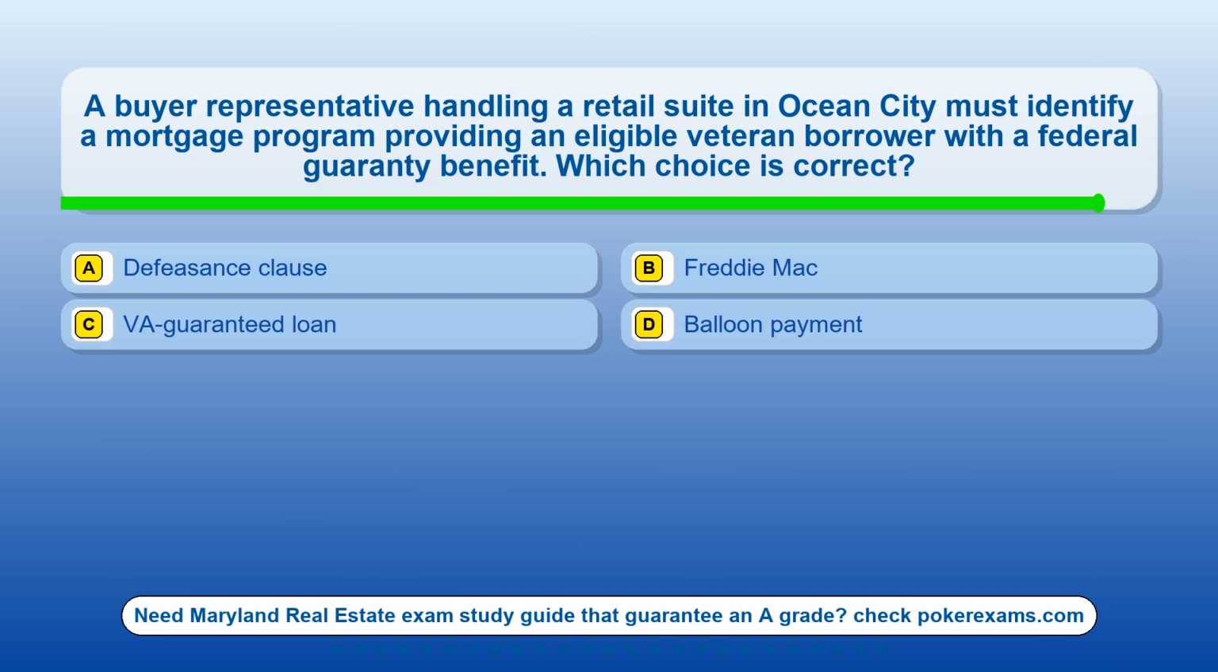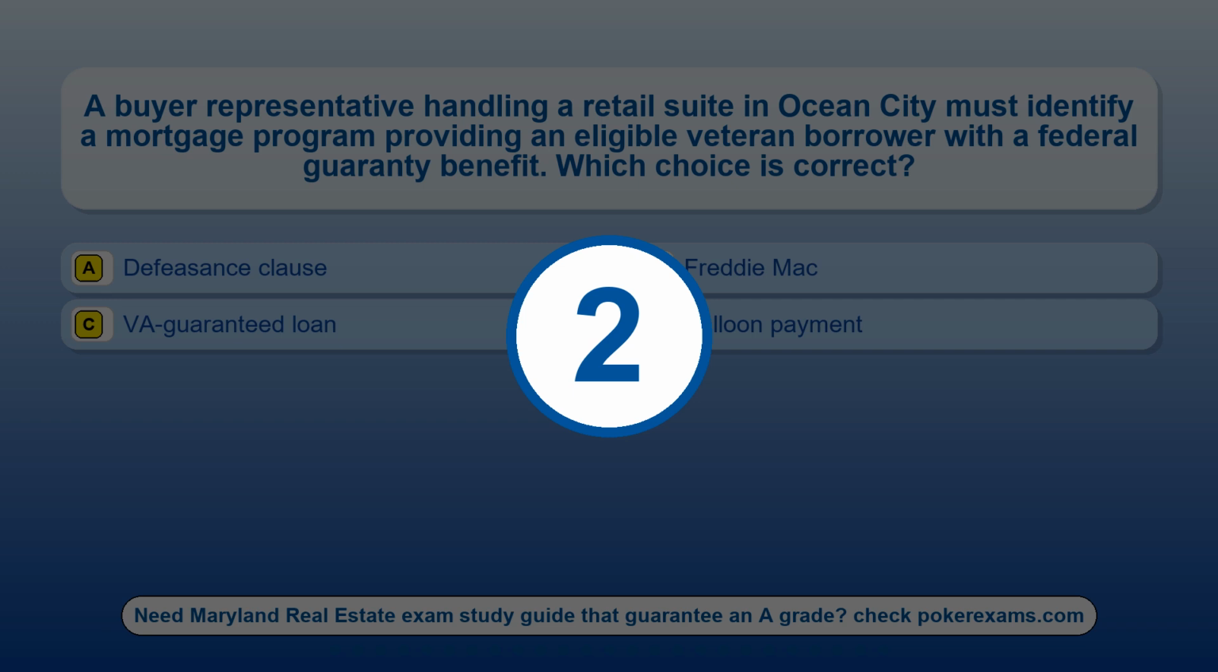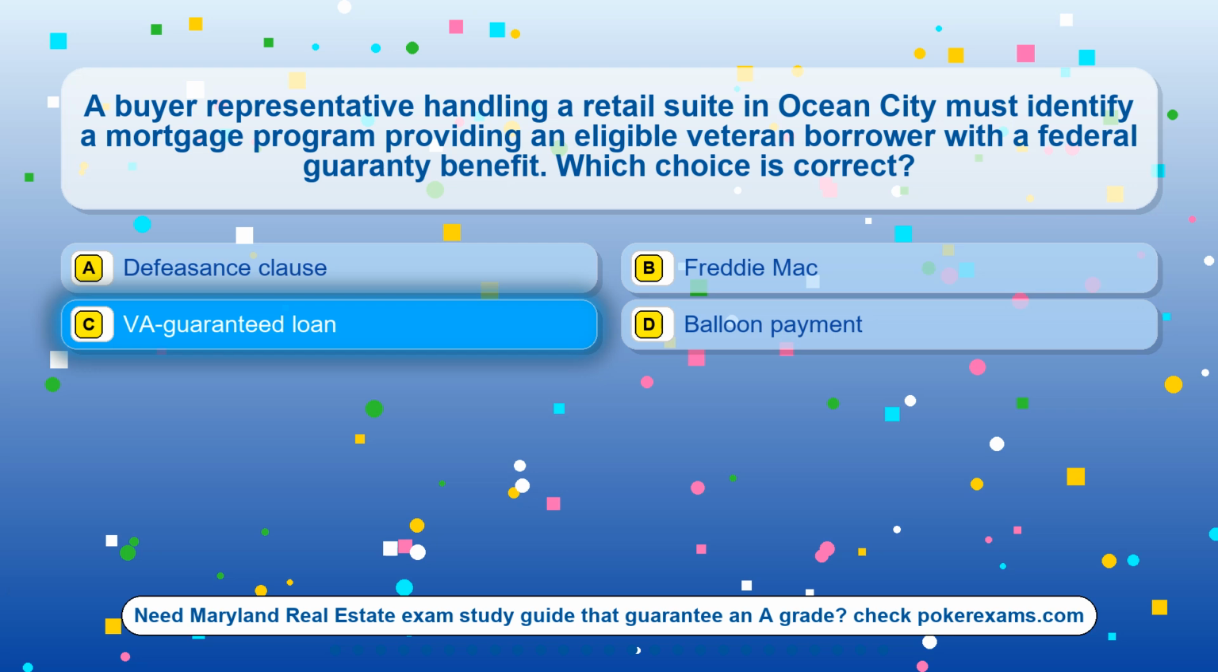Question 24. A buyer representative handling a retail suite in Ocean City must identify a mortgage program providing an eligible veteran borrower with a federal guarantee benefit. Which choice is correct? Option A, defeasance clause. Option B, Freddie Mac. Option C, VA-guaranteed loan. Option D, balloon payment. The correct answer is option C, VA-guaranteed loan.